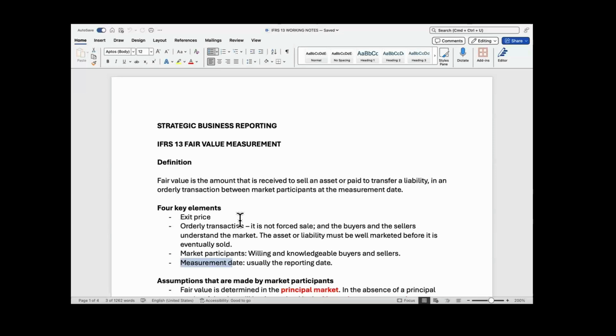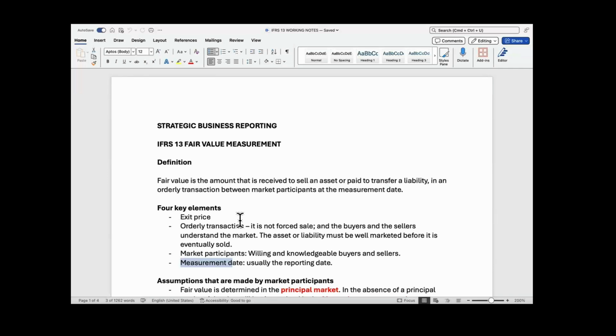And finally is measurement date. So fair value, we don't want it to be historical. We want it to be the price at the transaction date. The date at which you want to determine the fair value is the measurement date. So fair value today might be different from fair value tomorrow for the same transaction. You might want to get the fair value of a property today. Today that you want to determine the fair value, that today is the measurement date.